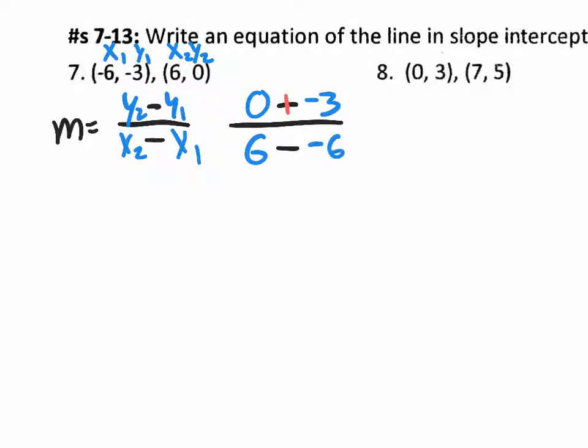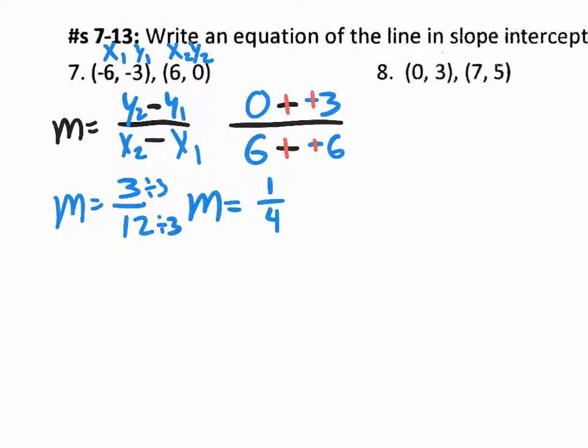The minus minus changes to plus plus. Our slope is 0 plus 3 is 3, and 6 plus 6 is 12. Always reduce if possible, or divide if possible. And right here we could reduce by 3, which means our slope is 1 over 4. If you reduce by 3, it gives you a 1. If you divide by 3, it gives you a 4. So the slope is 1 over 4.